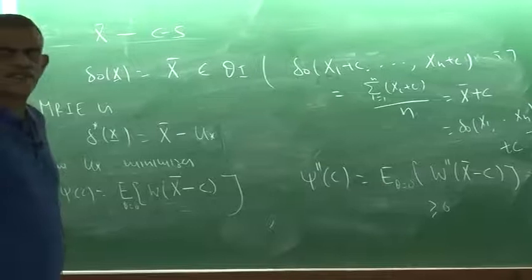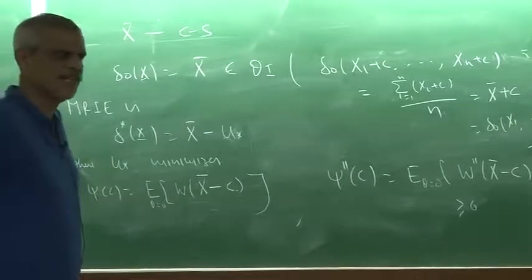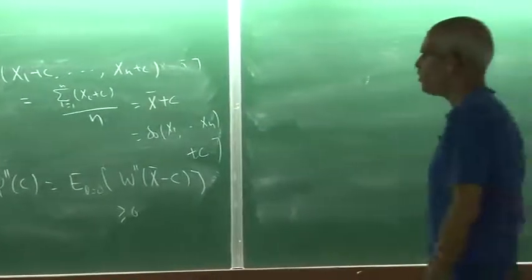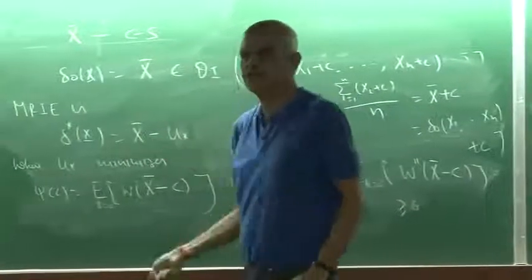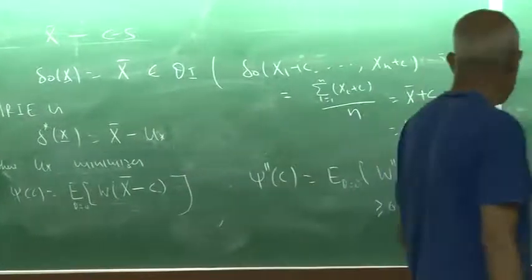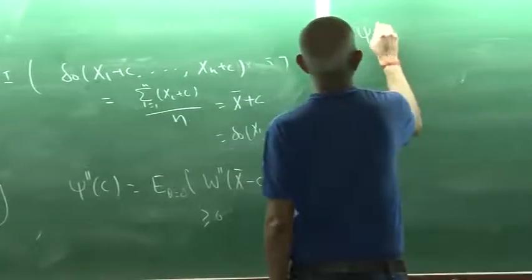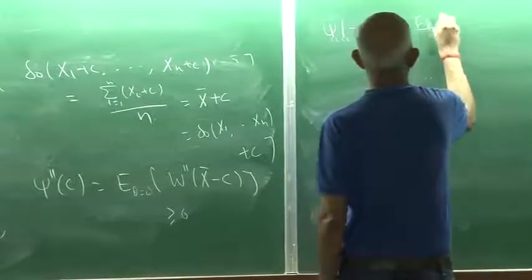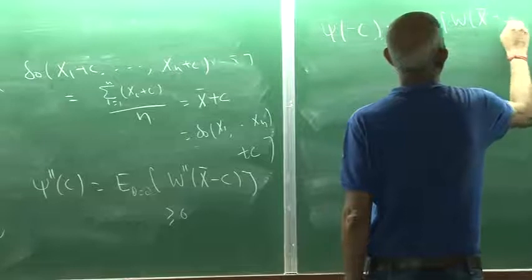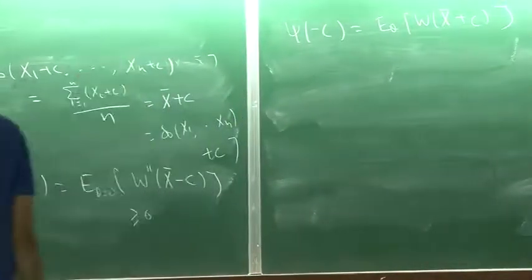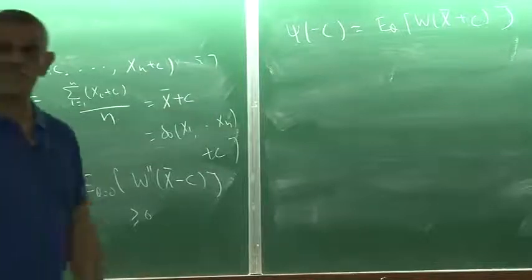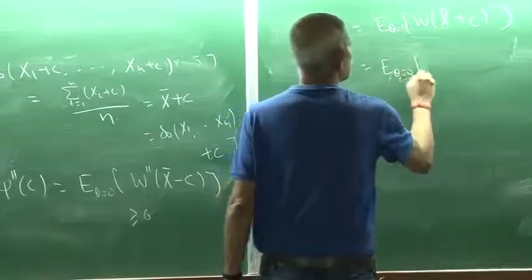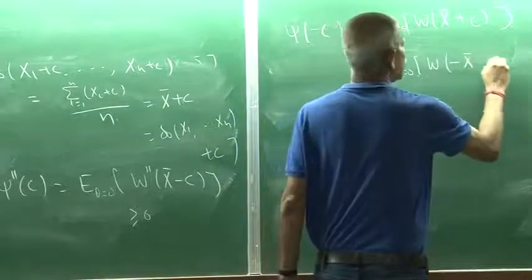So this is convex. So if I can show that psi of c is the same as psi of minus c, then I will be in a position to show that the minimum would be attained at c equal to 0. So that means u star would be 0, and x bar would be the minimum risk invariant estimator. So let us try to see what is psi of minus c. Psi of minus c is the same as the expected value of W of x bar plus c, right? But I know my W is even. So this is the same as E theta equal to 0 of W of minus x bar minus c.